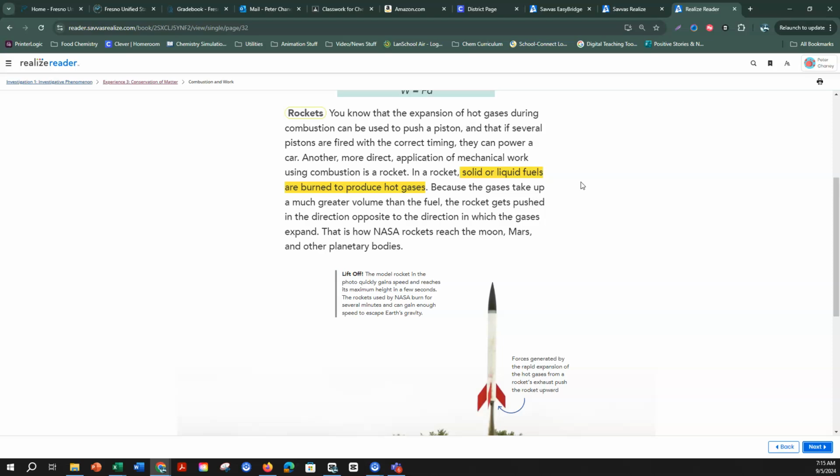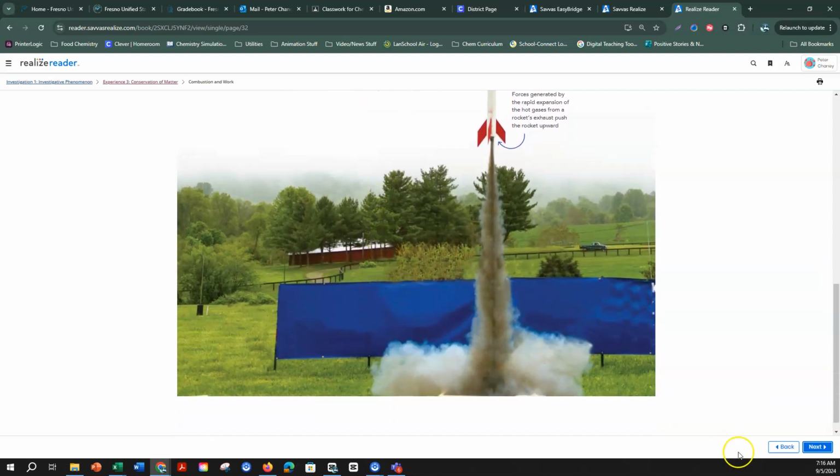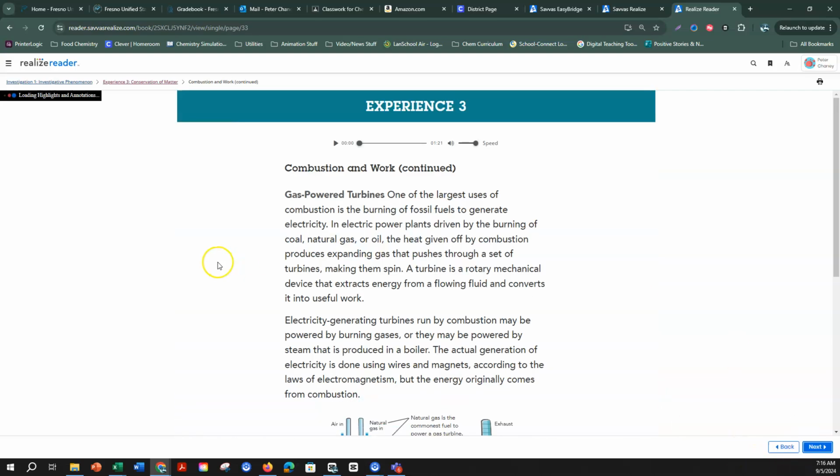So in a rocket, solid or liquid fuels are burned to produce hot gases. You're going to highlight that sentence right there. Because the gases take up a much greater volume than the fuel, the rocket gets pushed in the direction opposite to the direction in which the gases expand. That is how NASA rockets reach the Moon, Mars, and other planetary bodies. And I believe that's the last section of notes.